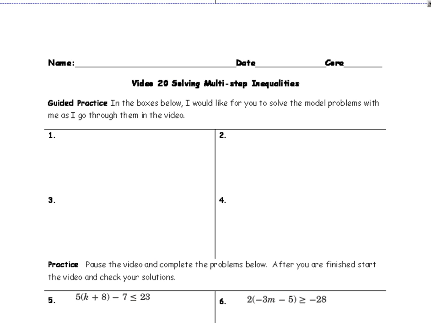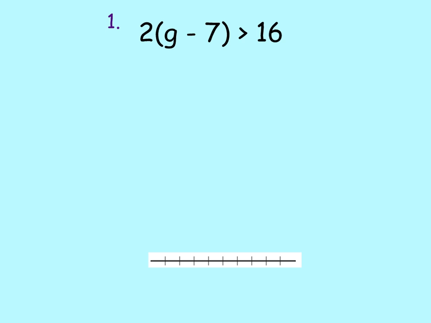Take out your homework sheet. It should say video 20 at the top. Let's look at number 1. We're not going to change the algebra when we solve it. The algebra is going to stay the same. We're going to distribute the 2, and we're going to add opposites. That's the first thing. Then we distribute the 2. So 2 times g is just 2g, and then 2 times -7 is -14, is greater than 16.